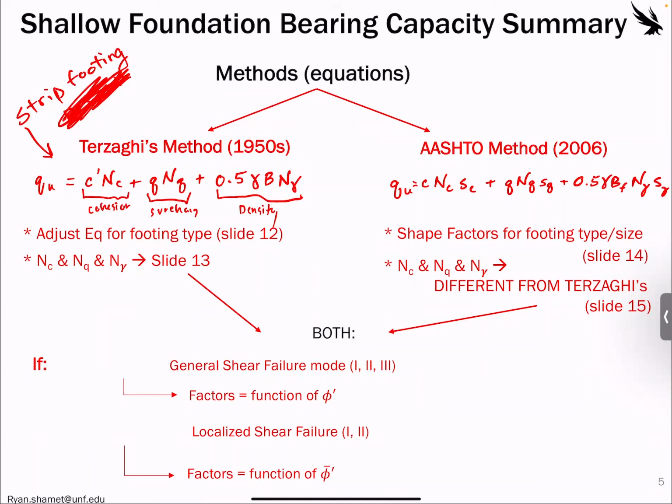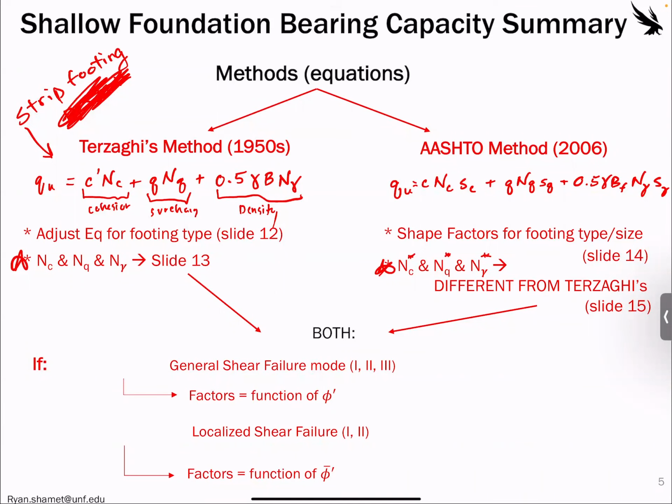The important thing to remember when you're comparing these two is that you would need to use different coefficients of these factors. The Terzaghi factors are on slide 13 from last class. And if you're using the AASHTO method, even though they use the same terminology here of N subscript whatever, they're different actual values. So you'd still need to ensure that you're using the correct one.